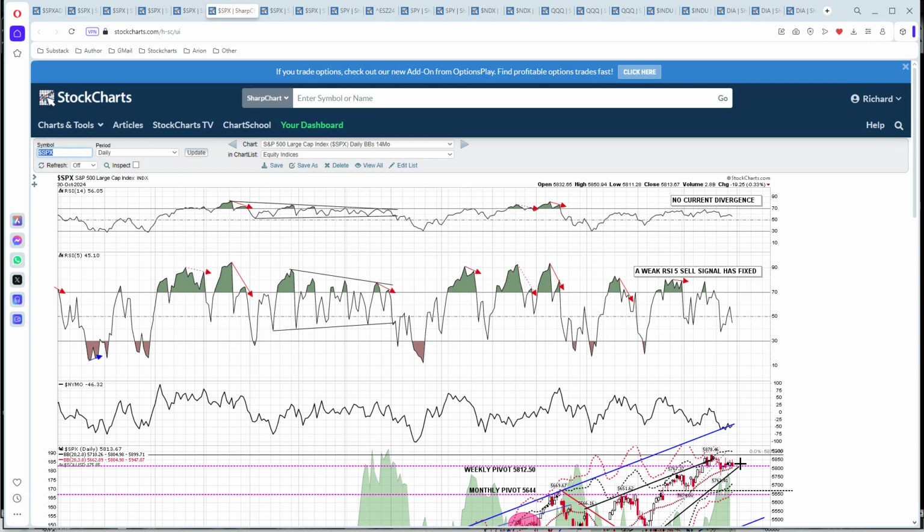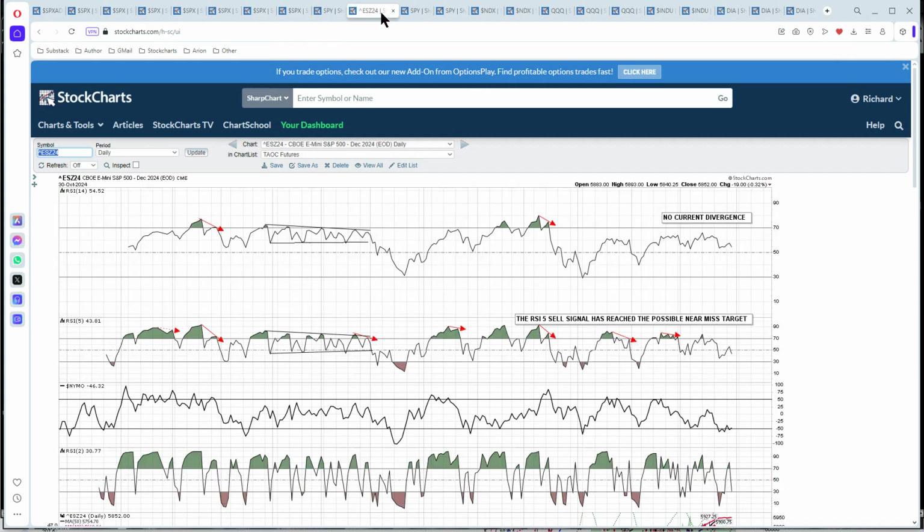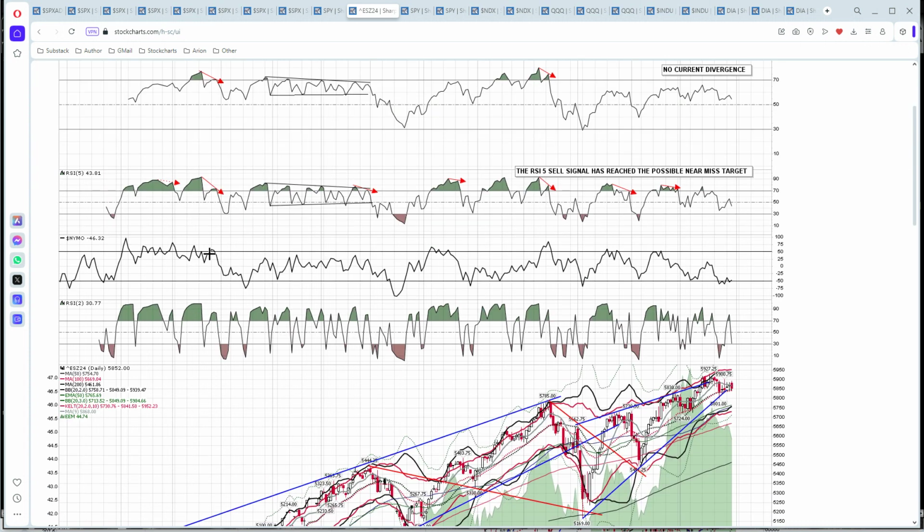The question is, are we going to break below the daily middle band? That is support here on SPY, on SPX, and on ES. We haven't broken below it yet. On ES, that closed the day at 58.49, so we're below it now. And we'll see whether that can actually turn into a breakdown overnight.